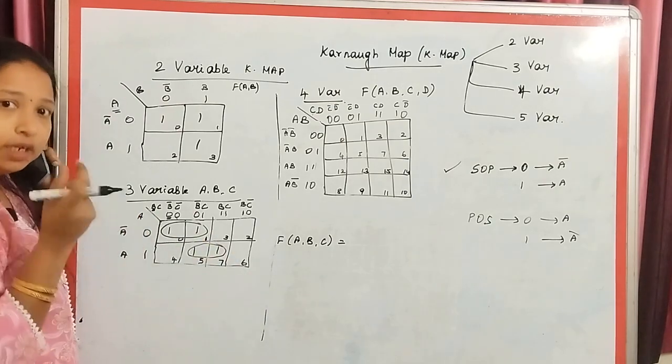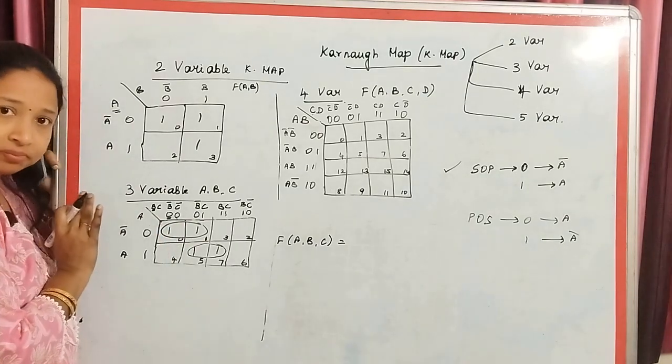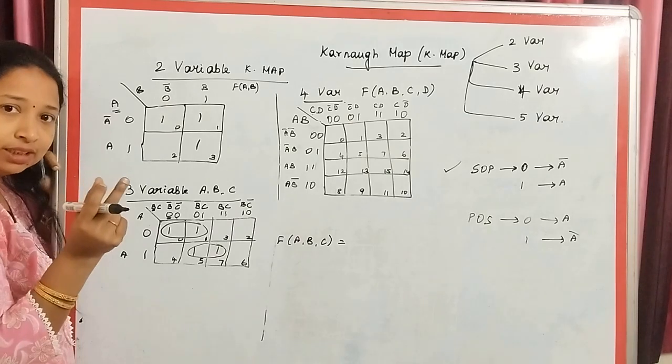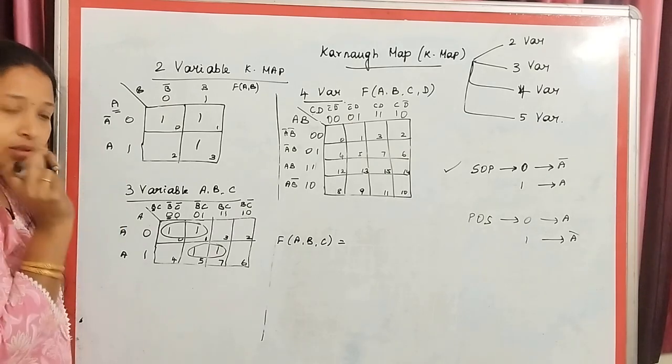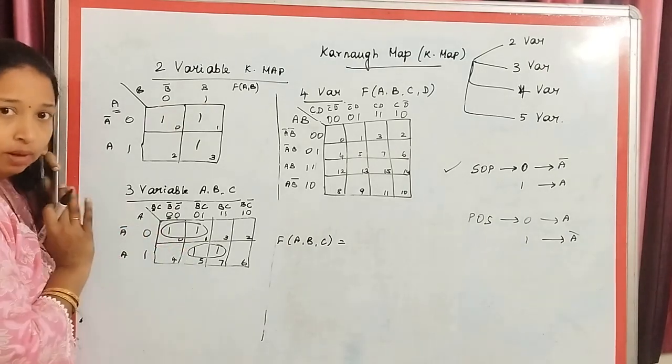Every group corresponds to one minterm. Group in the sense this entire bubble. So how many minterms will I be having here? Minterms in the sense product terms. Fine. How many minterms will we be having here? We'll be having 2 minterms because there are 2 bubbles here.